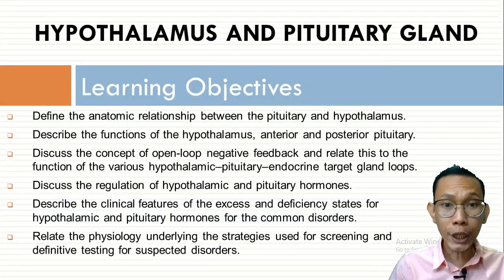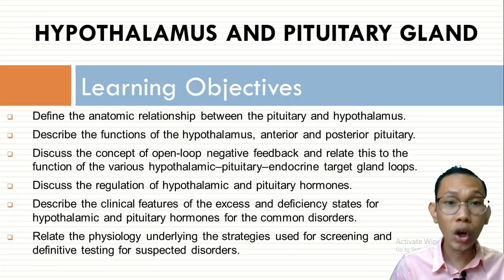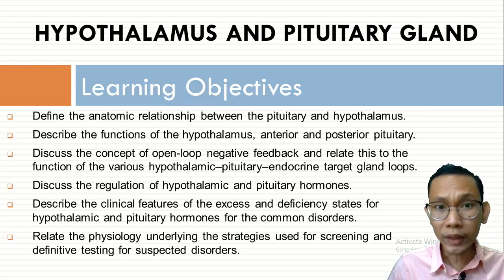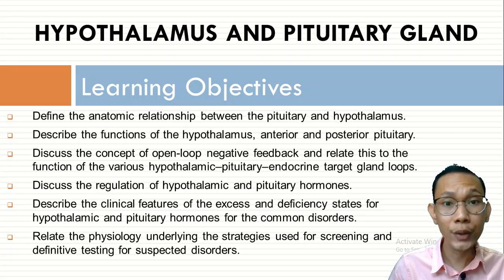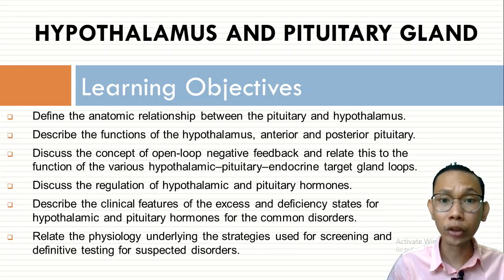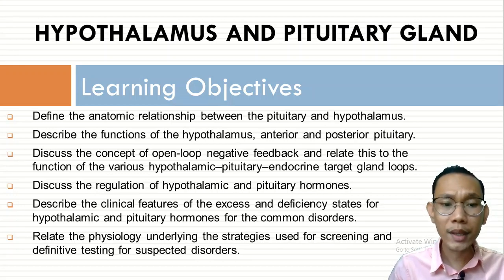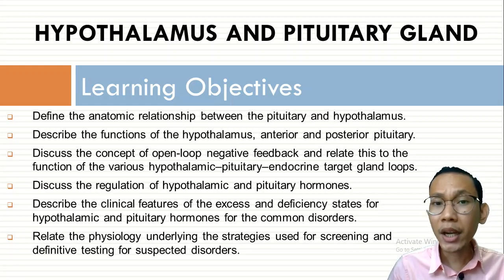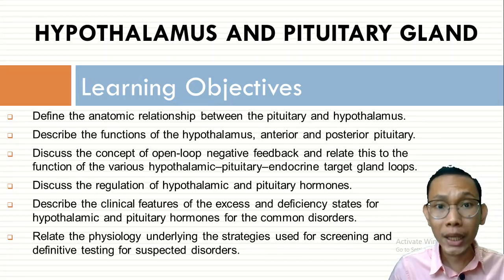For our learning objectives, we will be defining the anatomic relationship between your pituitary and your hypothalamus. Then we will describe the function of each organ. Then we will understand the concept of your open loop negative feedback and relate this to the function of your various hypothalamic-pituitary-endocrine target gland loops. We will also discuss the regulation of your hypothalamic and pituitary hormones. When we say regulation of these hormones, we are referring to how these hormones are being stimulated or being inhibited.